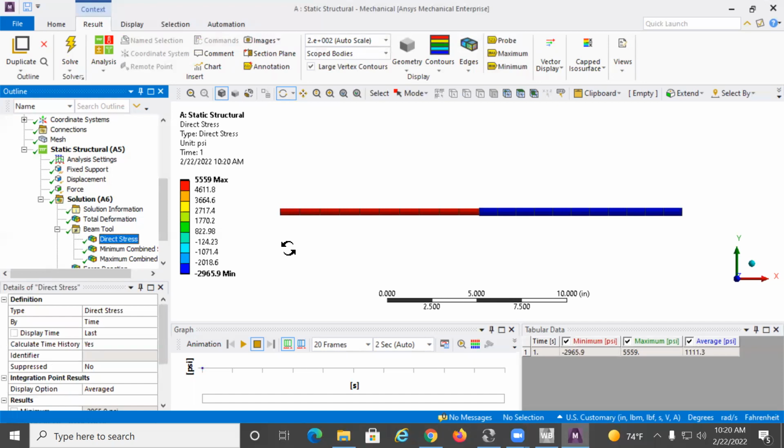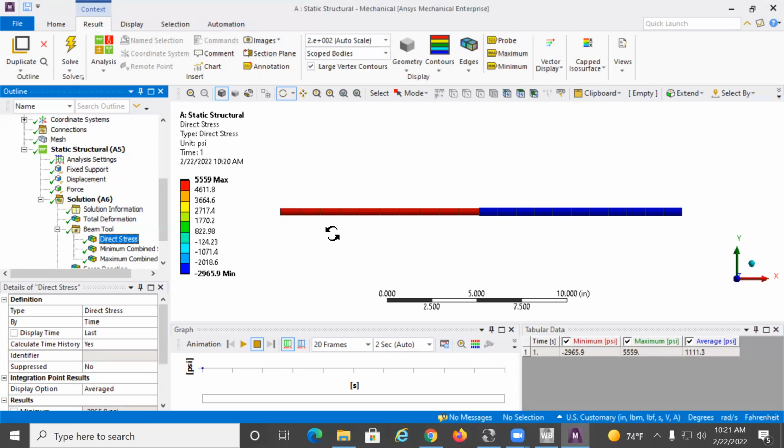It is in tension, and the axial stress is 5,559 psi. When I look at the member BC, it is in compression, and the axial stress is 2,966, almost psi. Okay. So this was everything that was required for the example problem that we solved earlier.